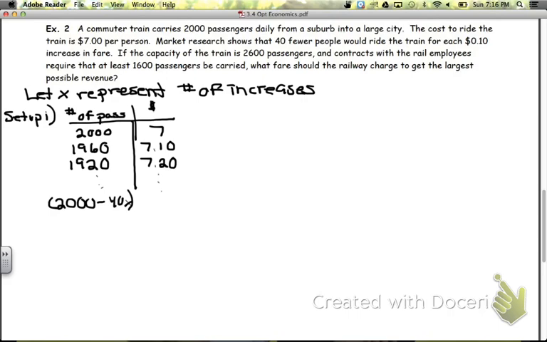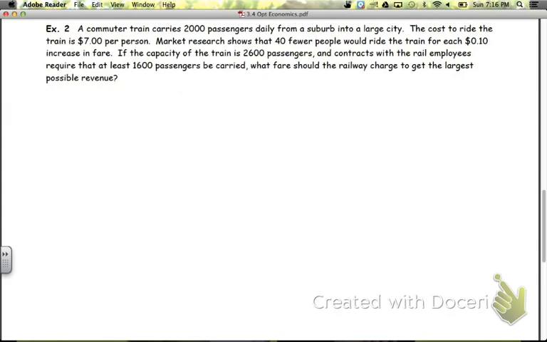So for the number of increases, we lose 40 passengers. Similarly with our price, it's $7 plus our 10. So now we can look at example 2.